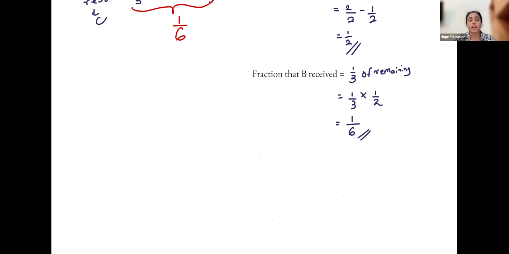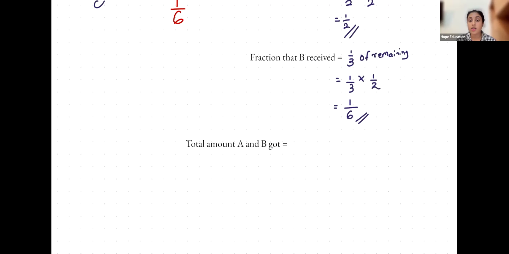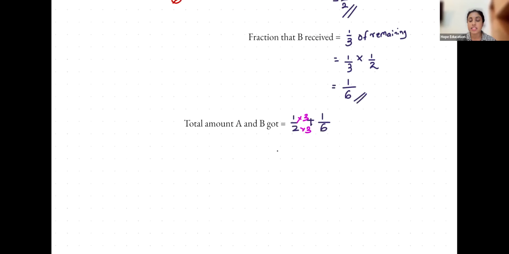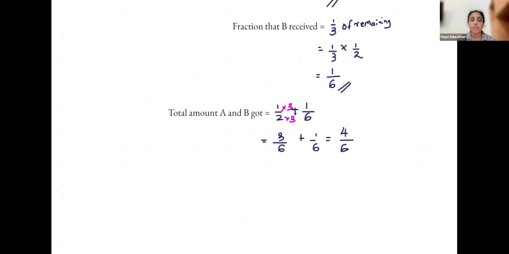So total amount A and B received would be A got half, B got 1/6. So now we again have to make the common denominator. For that, I multiply the denominator by 3. Then I have to multiply the numerator also by 3. Then 1 times 3 is 3, 2 times 3 is 6, plus 1/6. So, denominator is common, so 3 plus 1 is 4. So, it is 4/6. 4/6, you can further simplify.